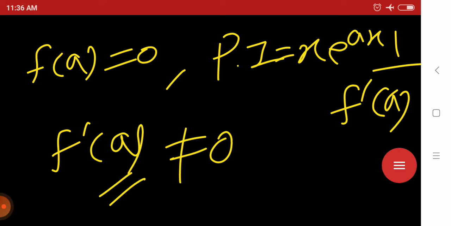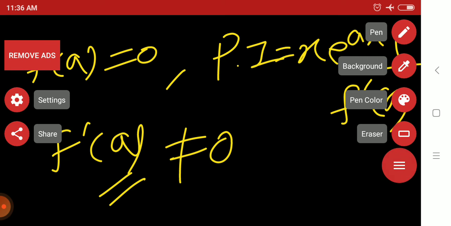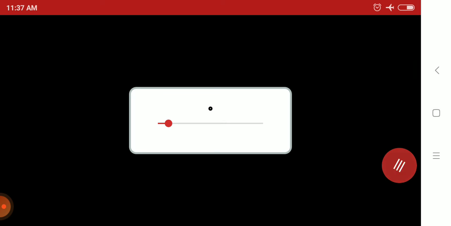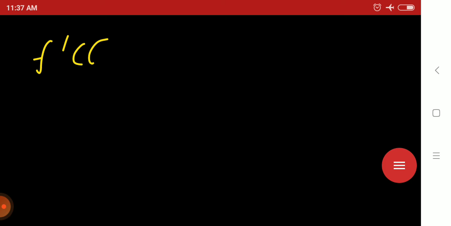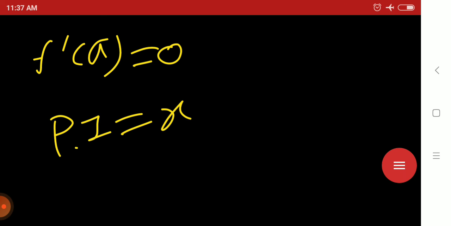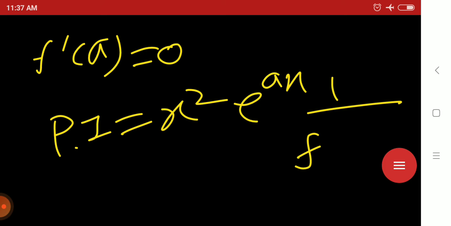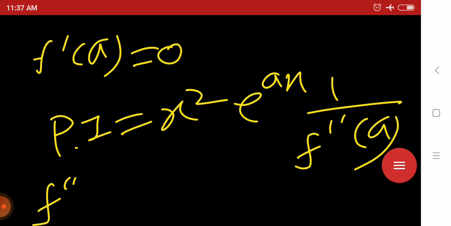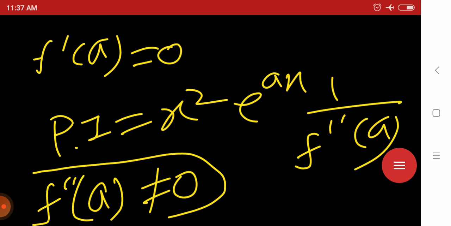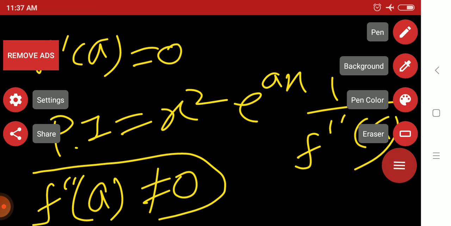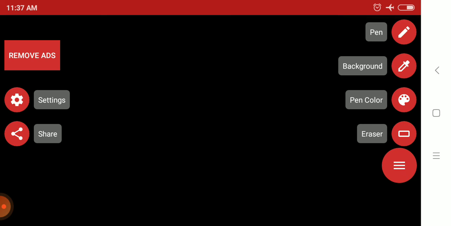Similarly, if f prime a equals 0, then case 3 comes. Then you can write the particular integral equals x square e to the power ax into 1 by f double prime a. Here f double prime is the double derivative of f, and f double prime a not equals 0. So in such cases you will proceed. Let us take an example so that you will be clear.